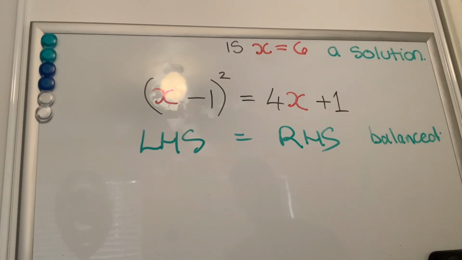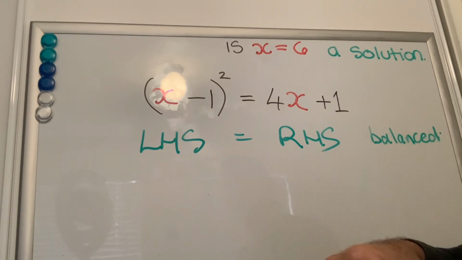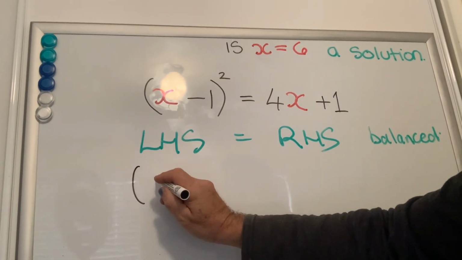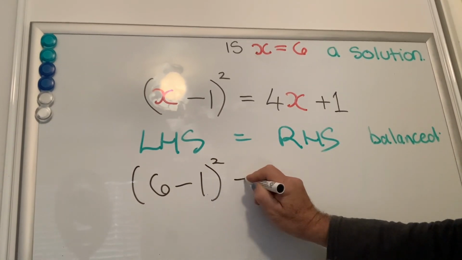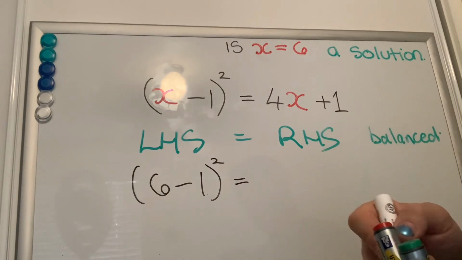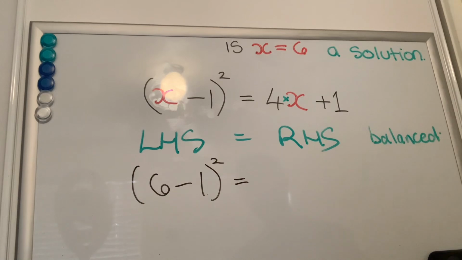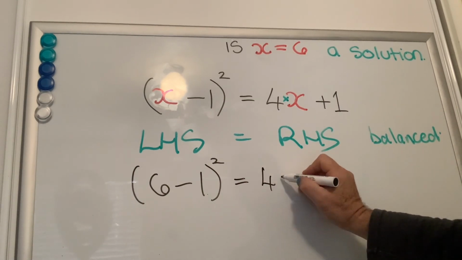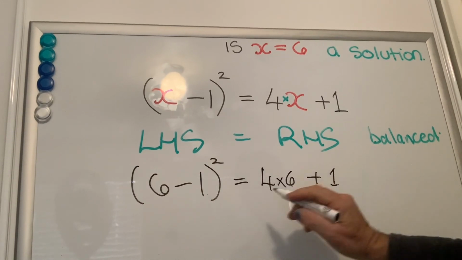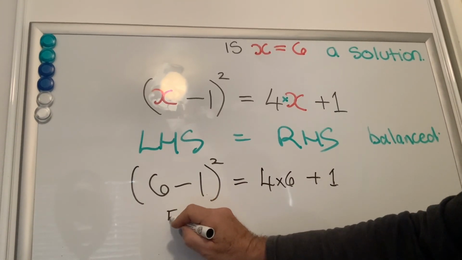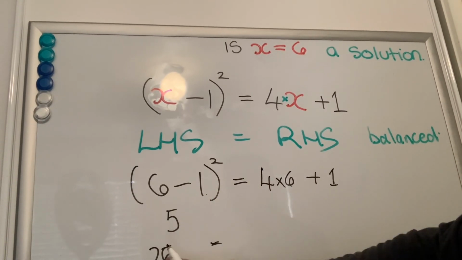So I've got x is equal to 6. If I replace the x with the 6, I say 6 take away 1, all squared, equals 4x. Now remember guys, 4x is the same as saying 4 times x. So 4 times 6 plus 1. So 6 take away 1 is 5. 5 squared is 25.